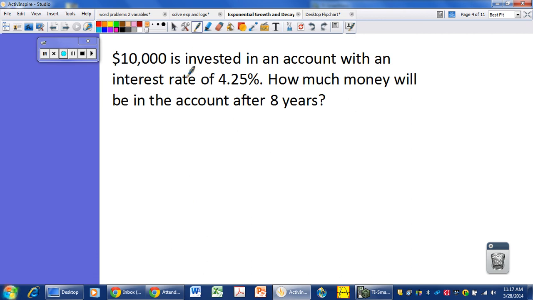Okay, next question. $10,000 is invested in an account with an interest rate of 4.25%. So again, this is your initial amount, your initial investment. This is your rate, 0.0425. How much money will be in the account after 8 years? That is T. So these are just straight plugging in. We want to know the future amount. How much will be in the account?